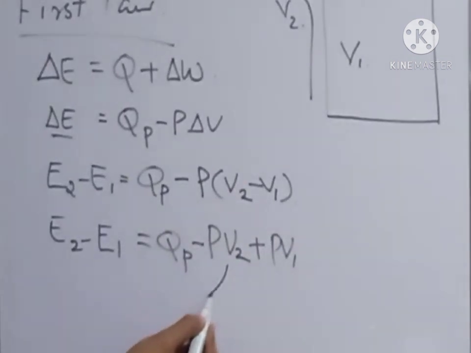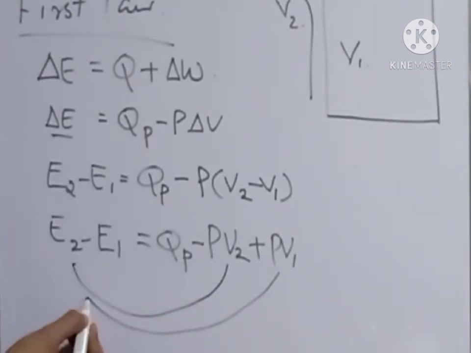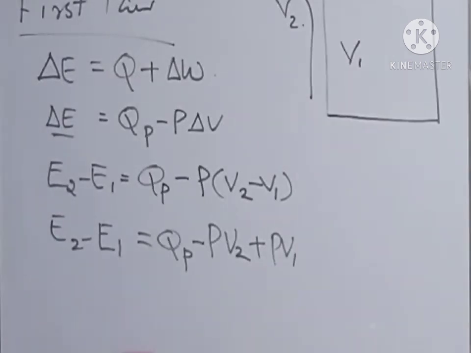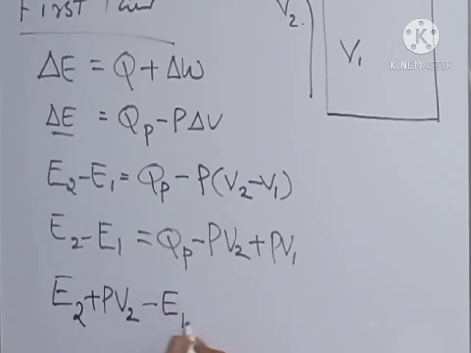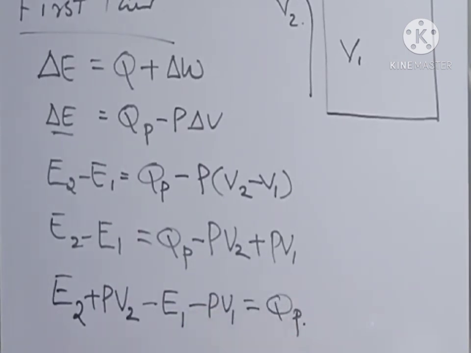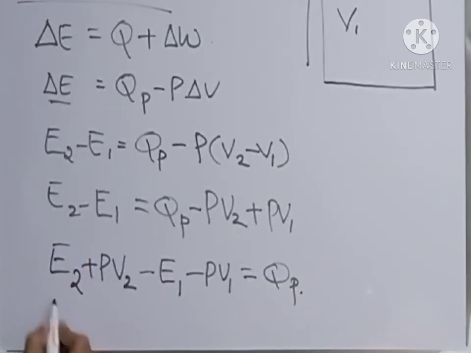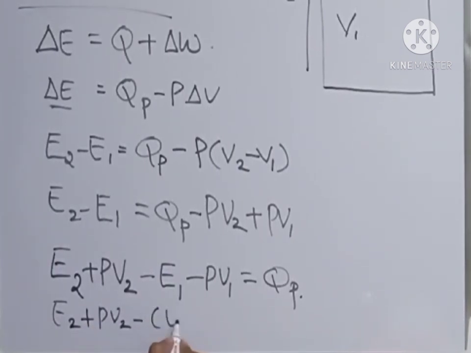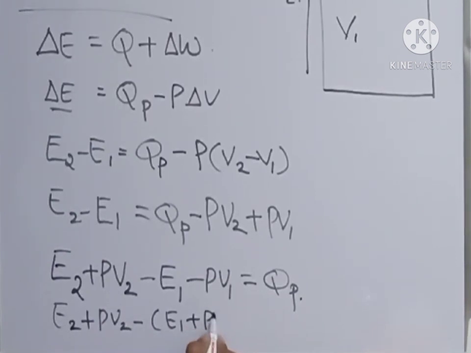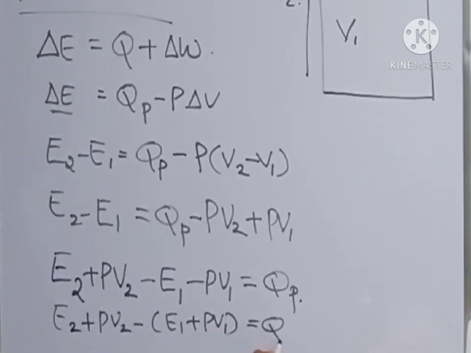So now I am going to bring these two terms to the left side. The equation becomes E2 plus PV2 minus E1 minus PV1 equals Qp. Or I can write this as (E2 plus PV2) minus (E1 plus PV1) equals Qp.